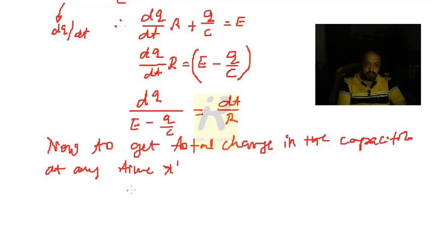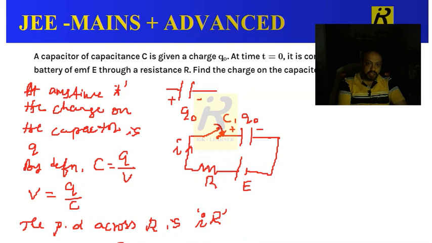So, we integrate this. Integration of dq divided by (E minus q by C) equals integration of dt divided by R. Once we did this, we should know the limits. The beginning charge in the capacitor, what they said in the question, initially the charge in the capacitor was Q. You should be careful because this side of the capacitor should possess positive charge and this side negative charge. So, this is Q. Otherwise, I have to write minus Q.